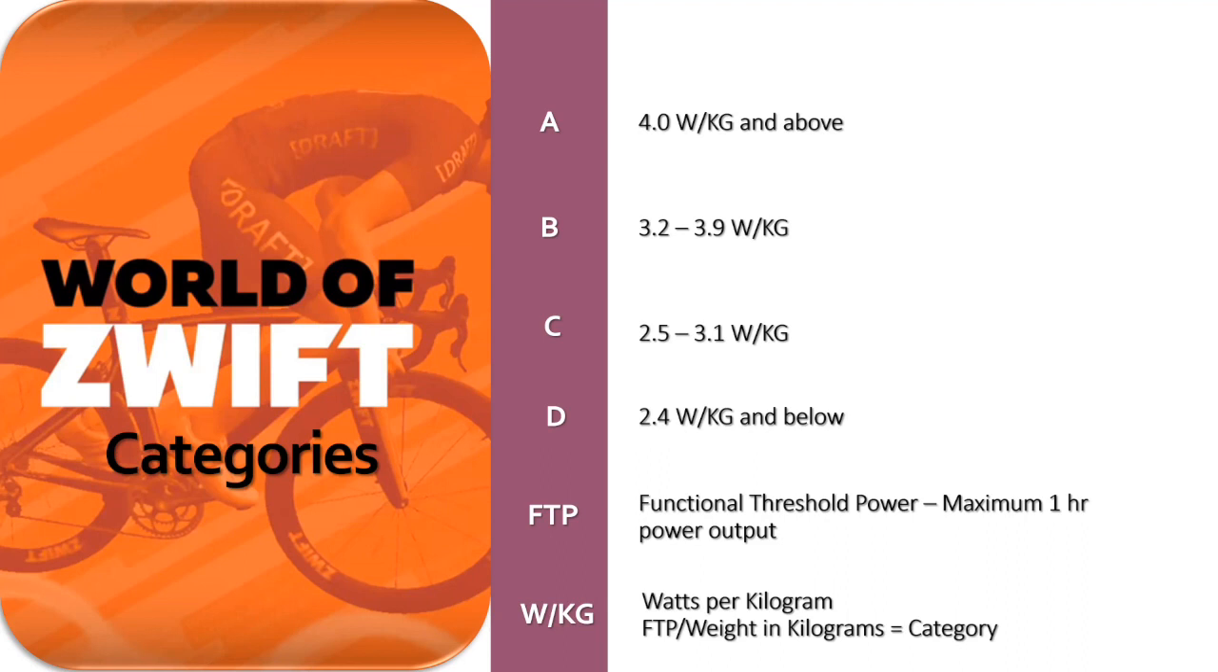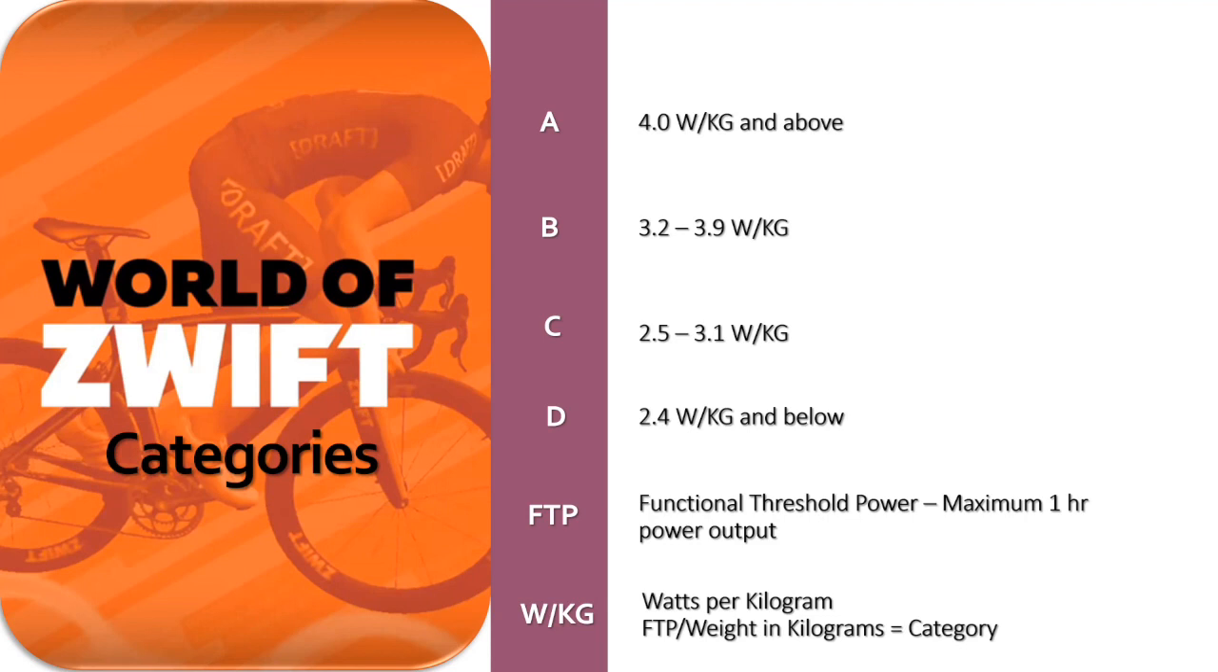Or you can do an FTP test, and I will show you within the game where you can do that. That's where you'll go through a 20-minute session of increased resistance to find out what your functional threshold power is. Now, it's important to know what your FTP is for a couple of reasons. One of which is what we use to determine what ride category you'll be placed in within Zwift. The way they do that is they take your functional threshold power, and they will divide that by your weight in kilograms.